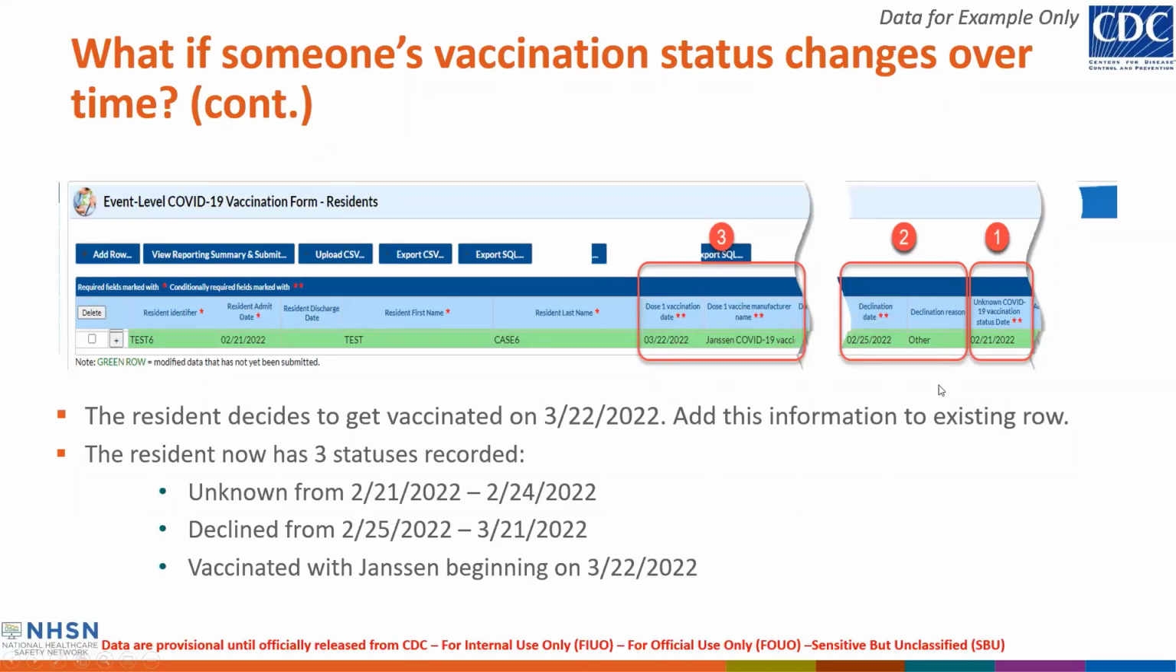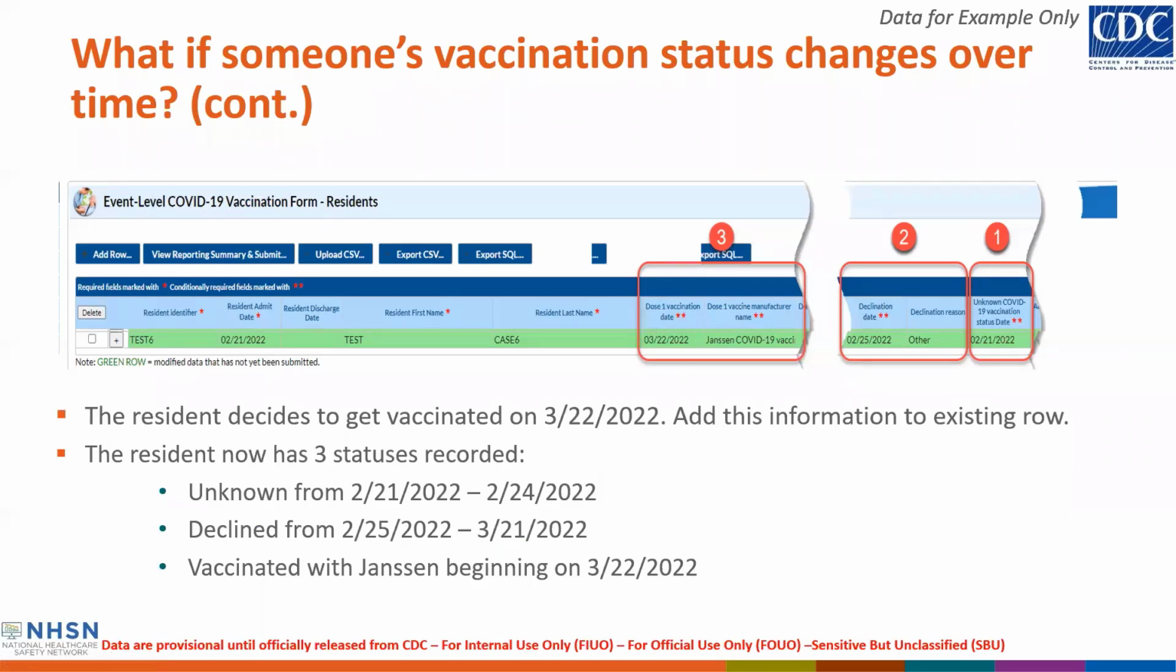And you can picture how this would impact the weekly data that you submit. So for any weeks in between 2/21 and 2/24, this person needs to be contributing to the unknown status column. And then for many weeks from 2/25 to 3/21, we need this person to be contributing to the decline date field, or to the decline status. And then from 3/21 and forward, they're going to be contributing to complete primary series with Janssen.